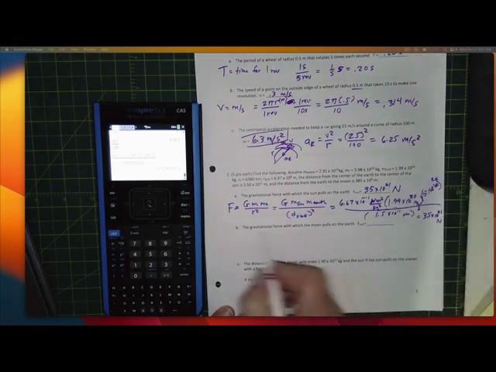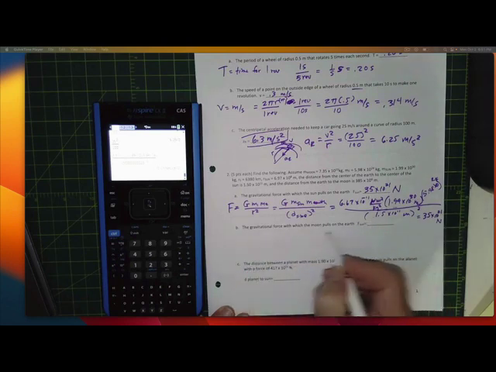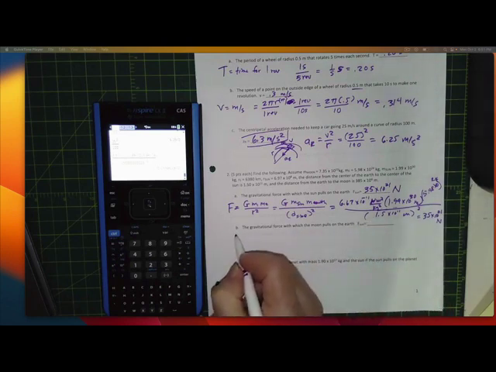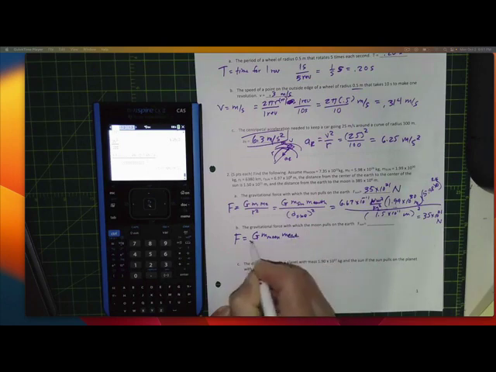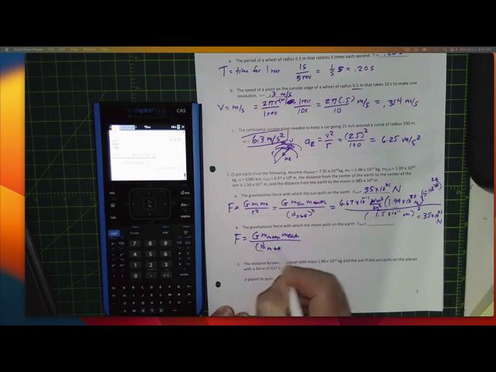Alrighty. Similar kind of thing, the force that the moon pulls on the Earth. So again, same big G constant, but now we're going to have mass of the moon, mass of the Earth, divided by distance moon to Earth squared.